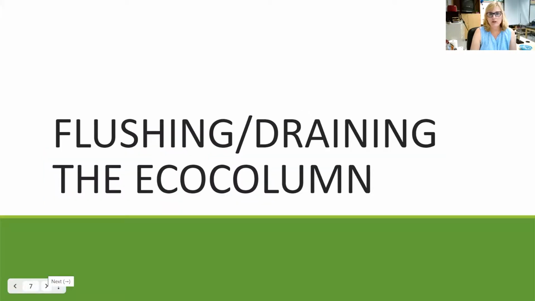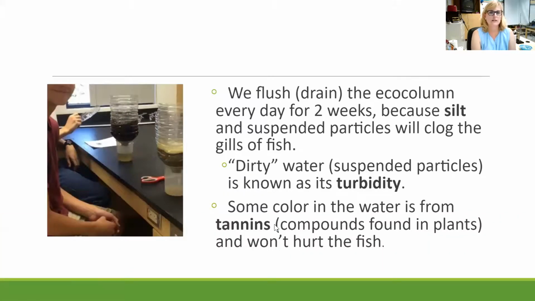Okay, flushing and draining the EcoColumns. So let's talk about that. So we're going to drain these EcoColumns about every day, not some days, but about every day for 2 weeks, because silt in the soil and other suspended particles like the sand is kind of dusty. It's going to clog the gills of fish. So we want to get through all that stuff.